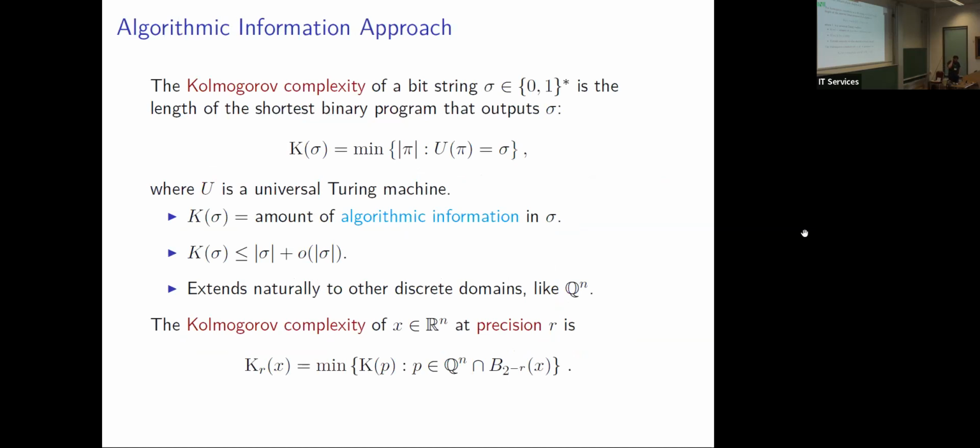Okay, so that's the classical approach, but naturally we're more interested in the algorithmic information one here. This is based on Kolmogorov complexity, which this audience is familiar with. But in particular, we need to do Kolmogorov complexity in Euclidean spaces, or more general metric spaces here. So in n-dimensional Euclidean space, we're going to say that the Kolmogorov complexity of a point x at precision r is the minimum complexity of a rational that's within a 2 to the minus r ball of that point.